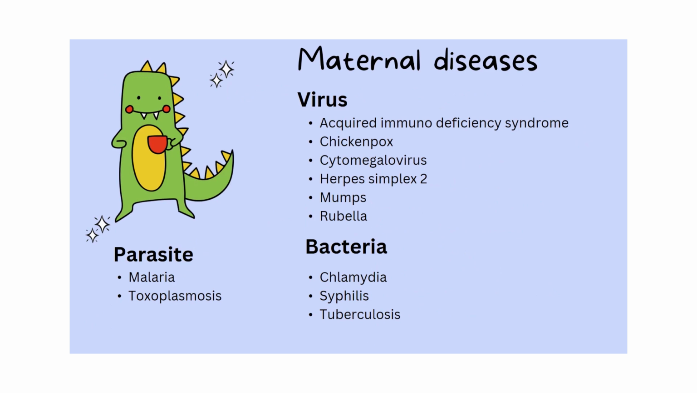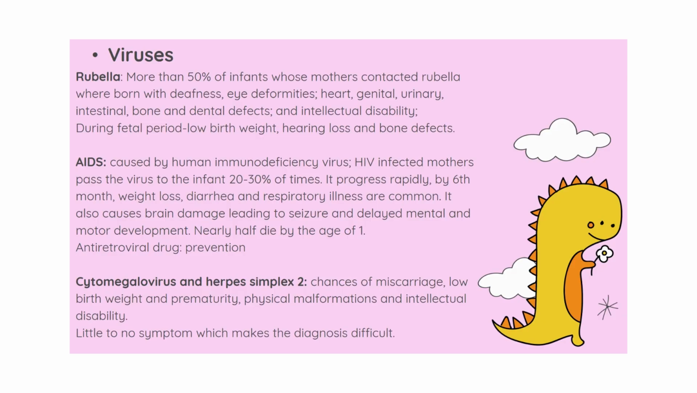Maternal diseases are divided into three: virus, bacteria, and parasite. Under the viral maternal diseases come acquired immunodeficiency syndrome, chickenpox, cytomegalovirus, herpes simplex 2, mumps, and rubella. In bacteria, chlamydia, syphilis, and tuberculosis, and in parasite, malaria and toxoplasmosis. We'll look at some of the major diseases here, starting with the virus.